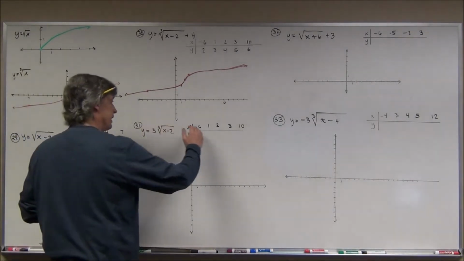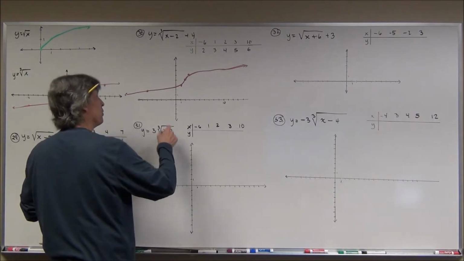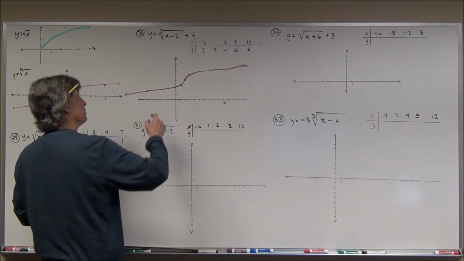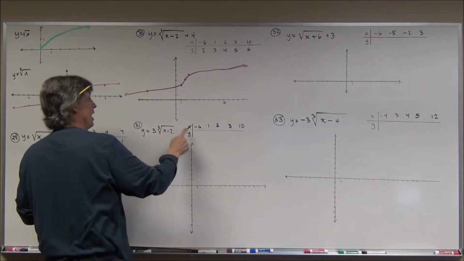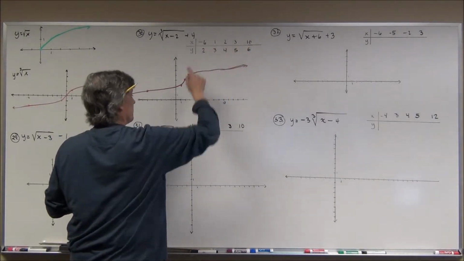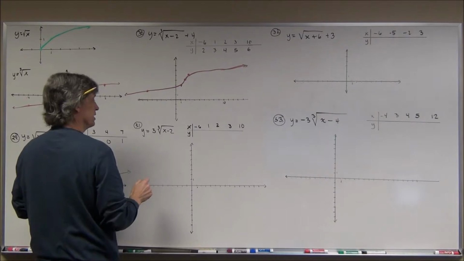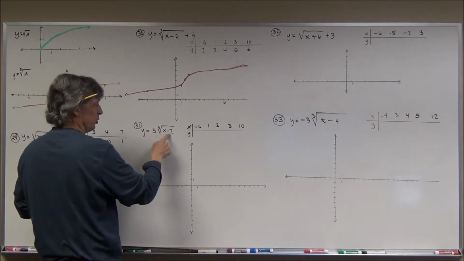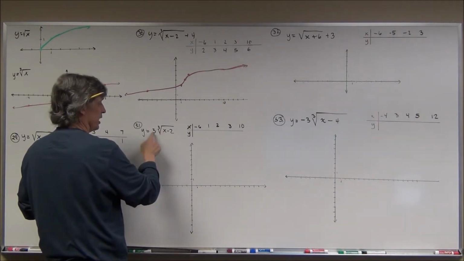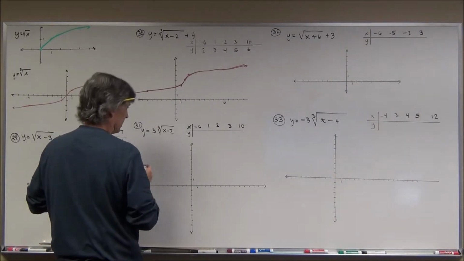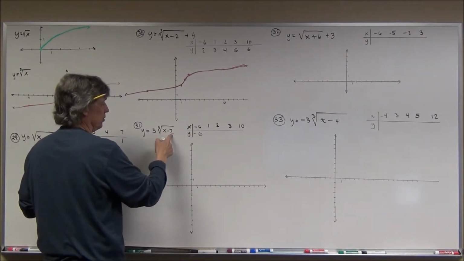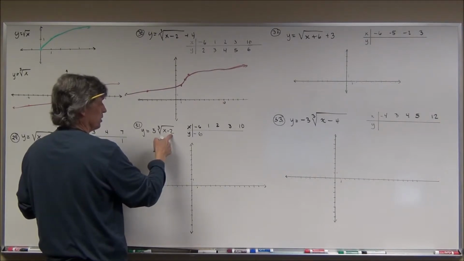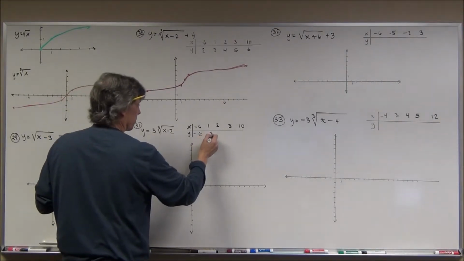So again, I'm plugging in numbers so that when I subtract 2, I get perfect cubes. Well, see, I had the -2 here. I have the -2 here. I use the same one. See how they're the same? So if I plug -6 in, -6 minus 2 is -8. The cube root of -8 is -2 times 3 is -6. If I plug 1 in, 1 minus 2 is -1. The cube root is -1 times 3 is -3.